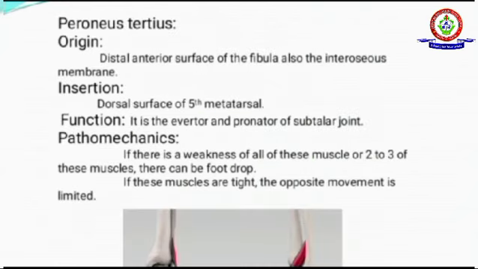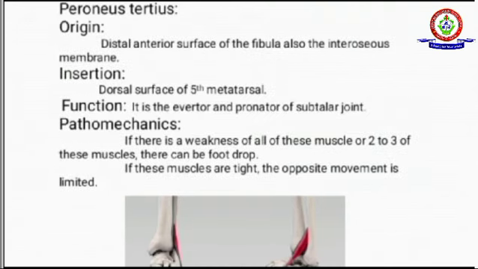Peroneus tertius. Origin. Distal anterior surface of the fibula, also the interosseous membrane. Insertion. Dorsal surface of fifth metatarsal. Function. It is the everter and pronator of subtalar joint. Pathomechanics. If there is a weakness of all of these muscles or 2 to 3 of these muscles, there can be foot drop. If these muscles are tight, the opposite movement is limited.